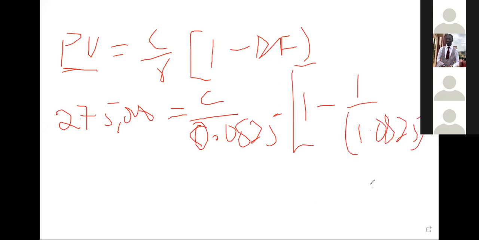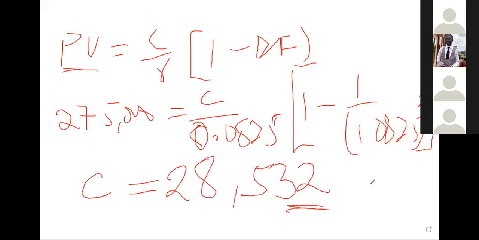Now C over, what is your R in the question? 0.0825. Raised to the power, what is N? 20. Okay, so we can use the calculator to punch all of that and have your answer. If you want to do the mathematics, that's fine anyway. But just tell us what our C should be. C is equal to what? 28,532. Please, somebody had a different answer with an 84 ending. Have you confirmed where the mistake was?